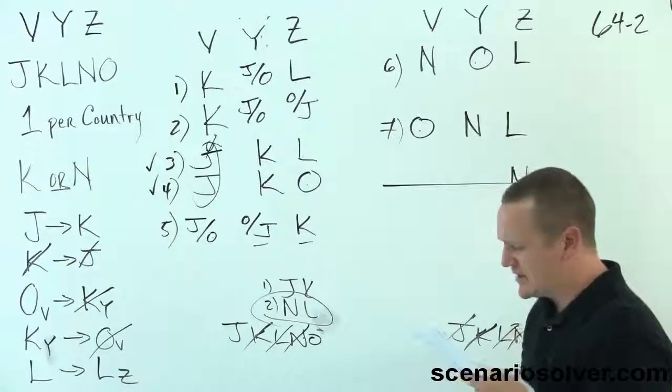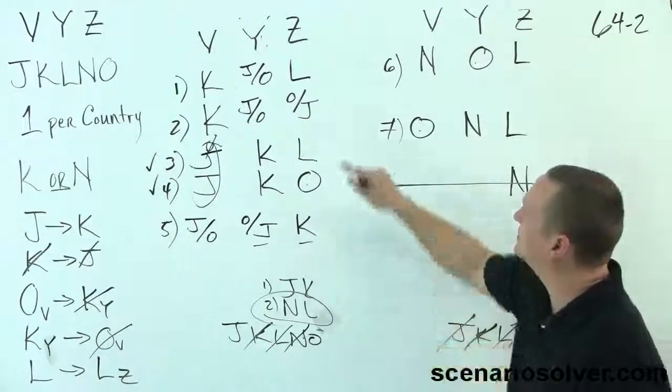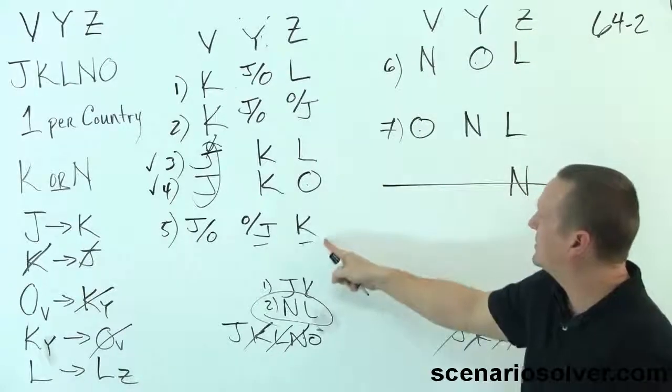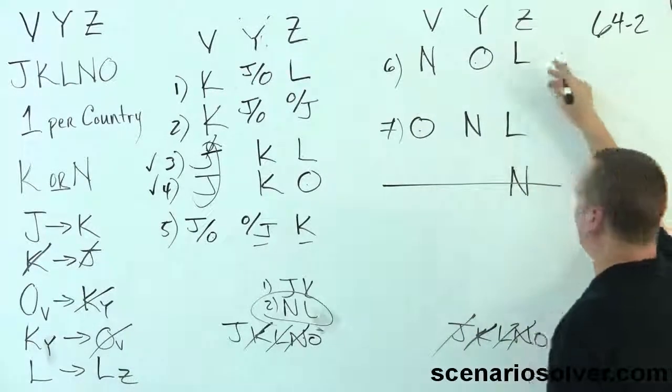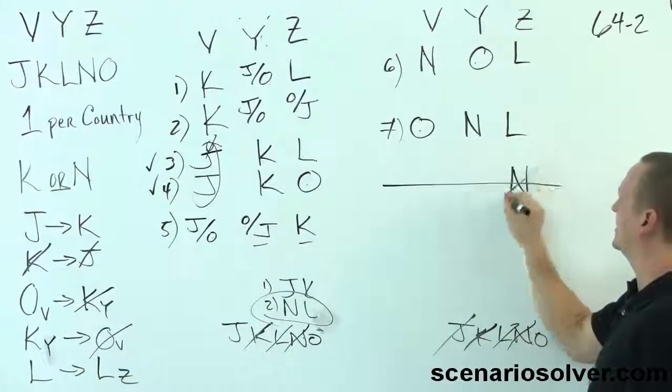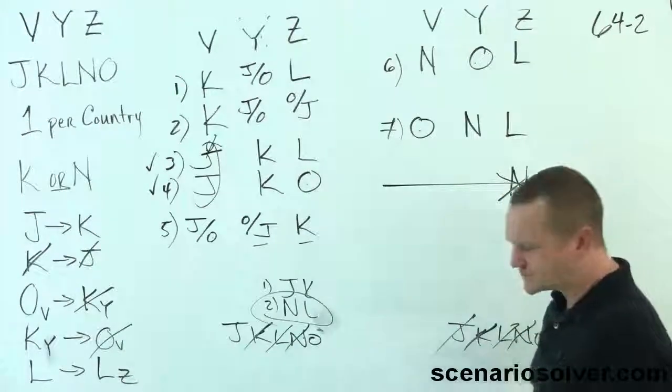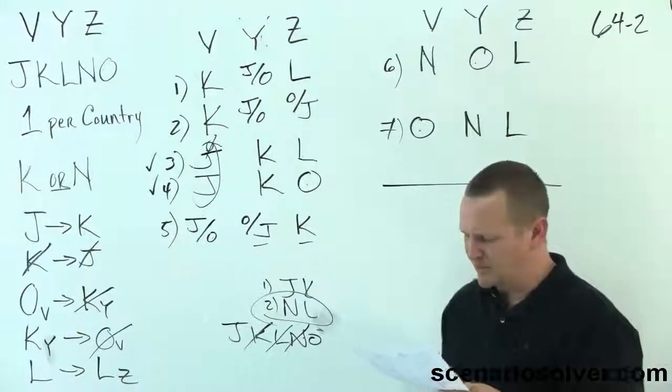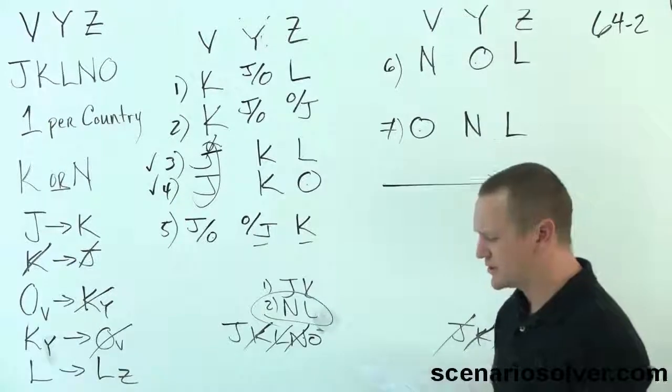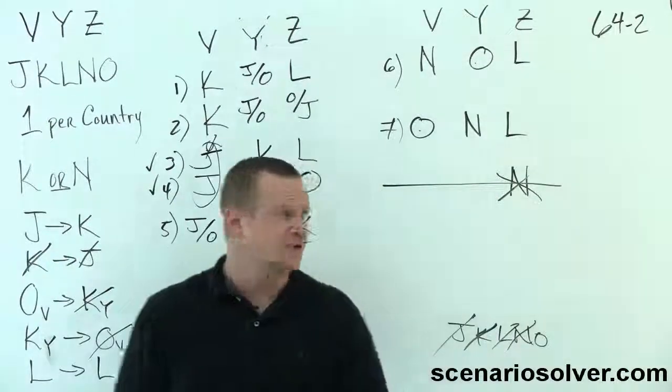Let's look at C. N is assigned as ambassador to Z. That cannot happen. That does not happen here. And if you look right here, it does not happen here either. It cannot happen right there. Okay? So C is the answer to the question. It is impossible for N to be assigned to Z.